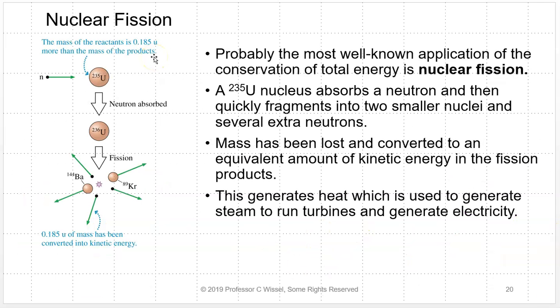Probably the most well-known application of conservation of total energy is nuclear fission. In nuclear fission, a uranium-235 nucleus absorbs a neutron and then quickly fragments, or splits, and fissions into two smaller nuclei and several extra neutrons. The mass that has been lost is converted to an equivalent amount of kinetic energy in the fission products. This generates heat, which is used to generate steam to run turbines and generate electricity.